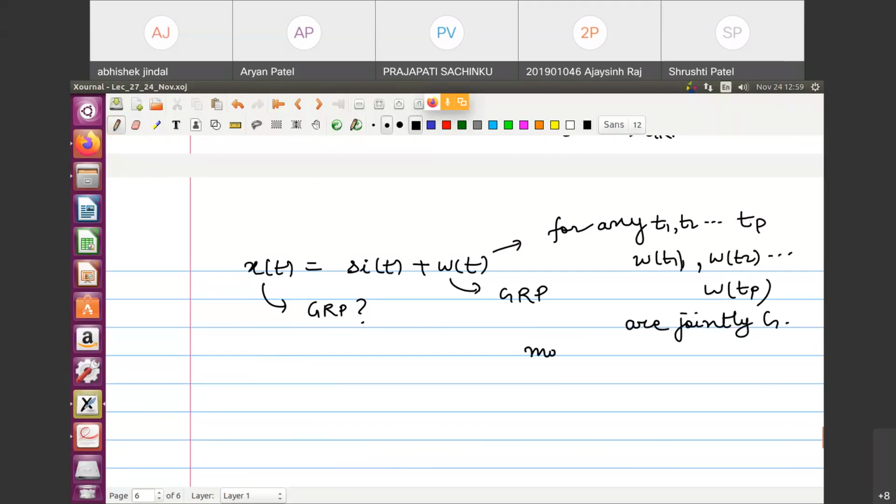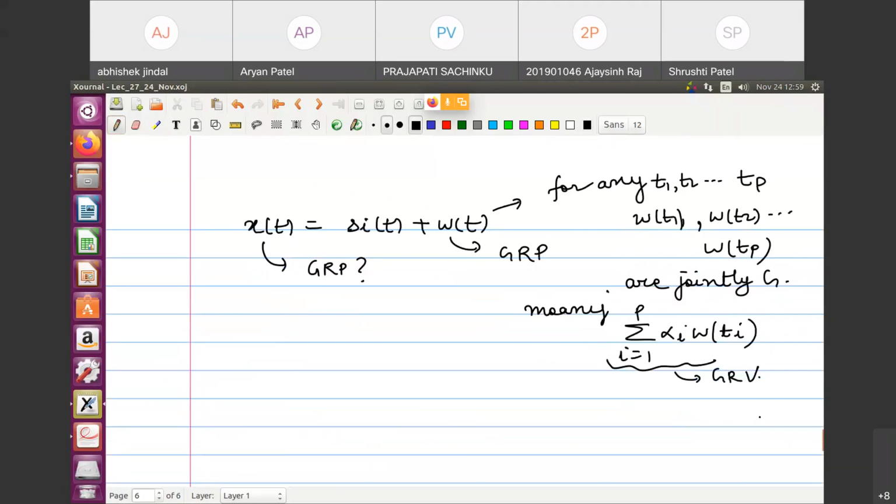Meaning summation of some alpha i W of ti, whatever you get, is a Gaussian random variable. Okay. Now let us check this.